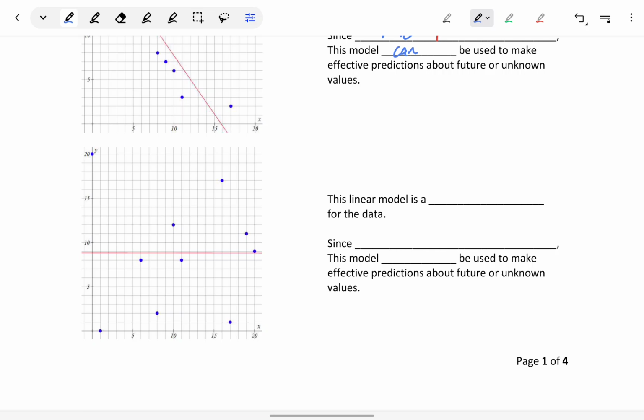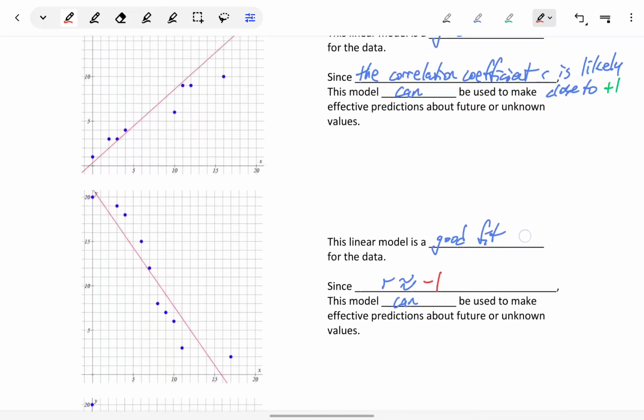But in the case of this third graph, we see again a case where the dots are not following any real clear pattern. That linear model has a slope that's close to 0. It's very close to a horizontal line. So this linear model is a poor fit for the data. And since that value for our linear correlation coefficient is likely very close to 0, that means this model cannot be used to make predictions about future or unknown values.